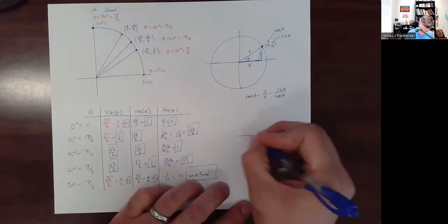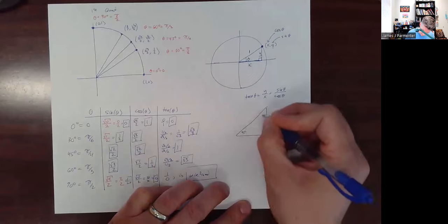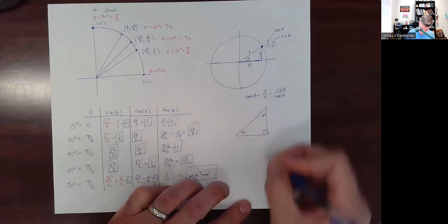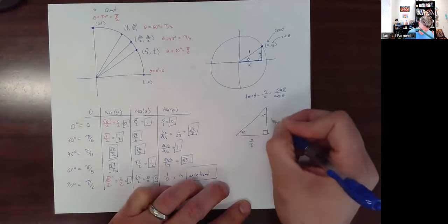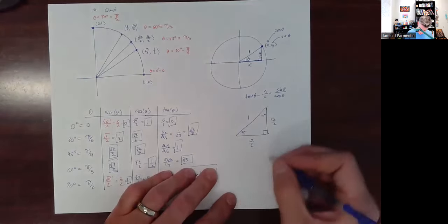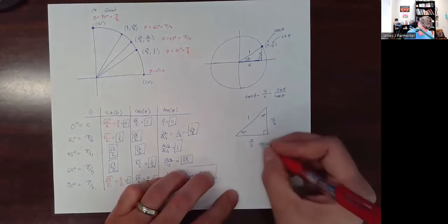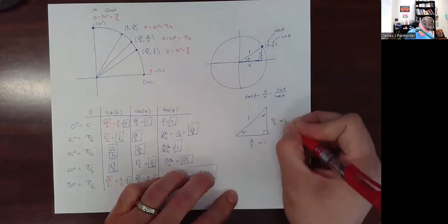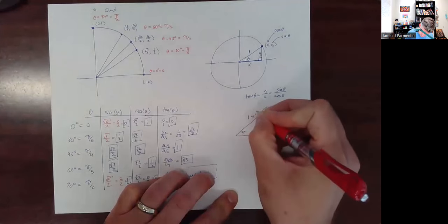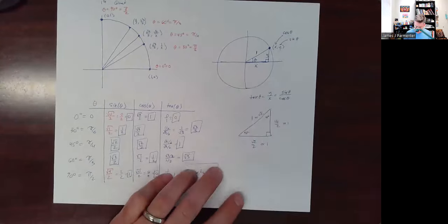You can also say you've got your 45, 45, 90 triangle and write it like this, root 2 over 2, root 2 over 2, 1, or whichever way you prefer. It's also perfectly good to write it as 1, 1, root 2. Right, that's also a valid way of writing your 45, 45, 90 triangle.